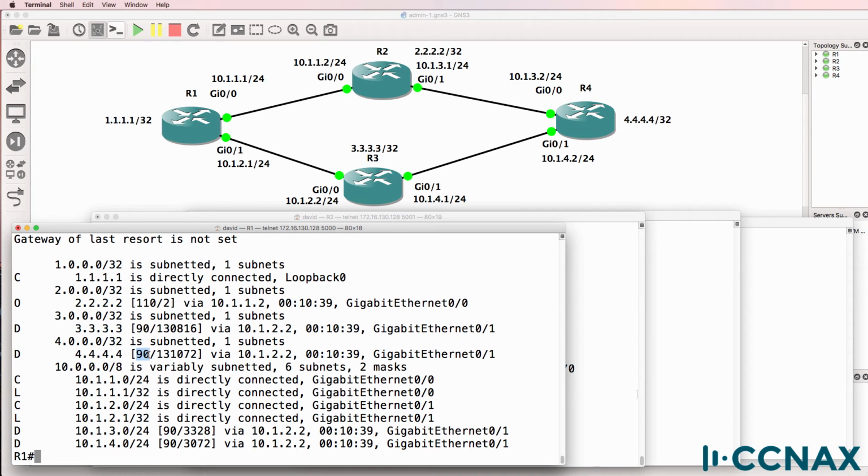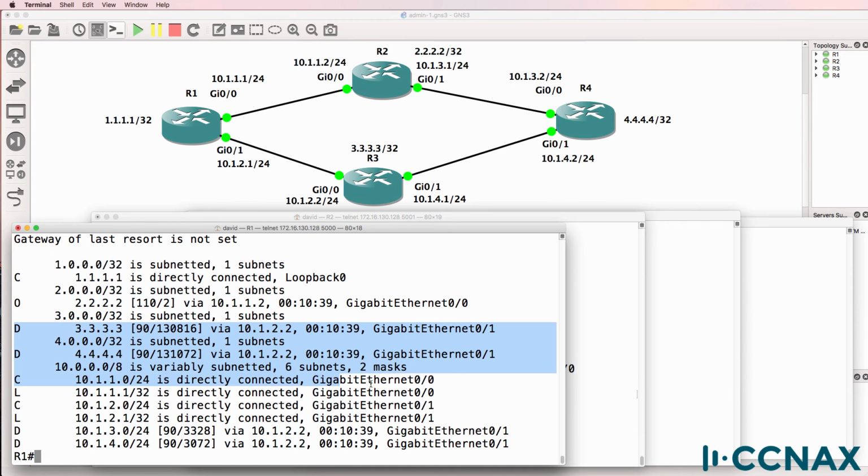EIGRP has an administrative distance of 90, OSPF has an administrative distance of 110. In other words, if a router, such as router 1, learns about a network, such as 4.4.4.4, from both an OSPF router and an EIGRP router, the EIGRP router is deemed to be more reliable. It's more believable. The lower the administrative distance, the more believable a route. In this example, OSPF has a higher admin distance when compared to EIGRP. So to get to this network, EIGRP is believed because it has a lower administrative distance when compared to OSPF.